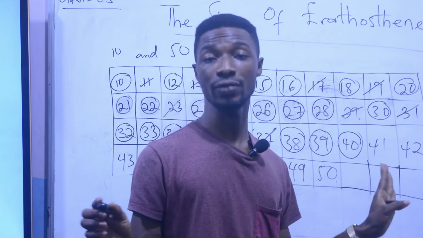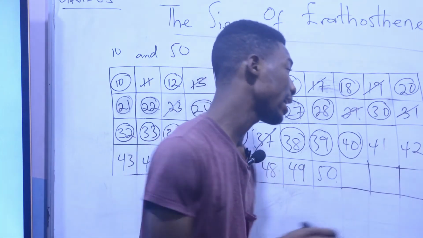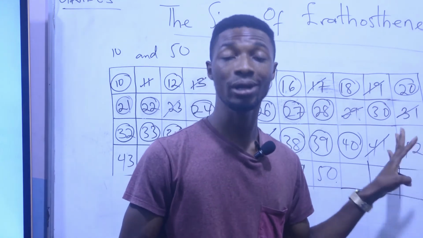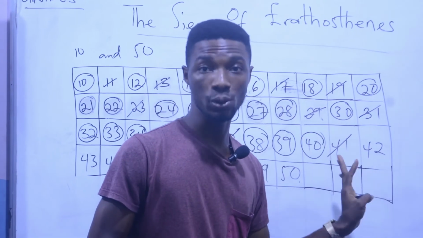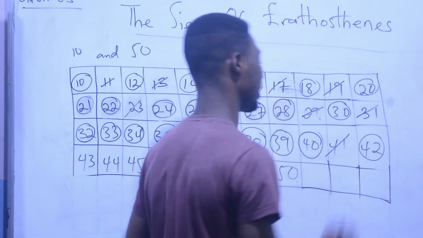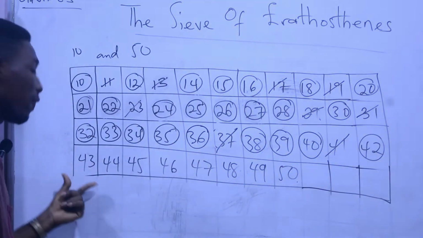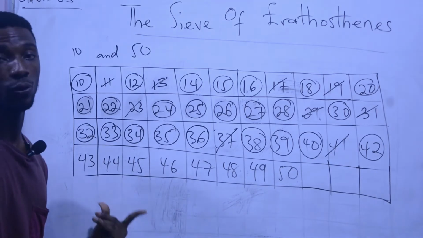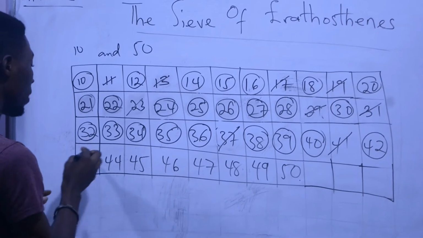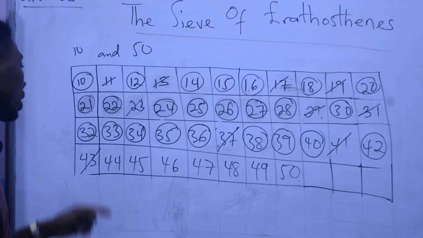41 has only 2 factors, 1 and 41, okay? So I cancel it. 42 has more than 2 factors. 2 is there, 12 is there. A lot of factors, so I circle it. 43 has only 2 factors, 1 and 43, okay? So what I do is I cancel it.